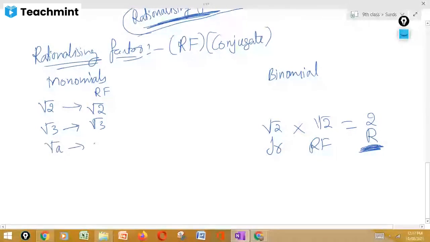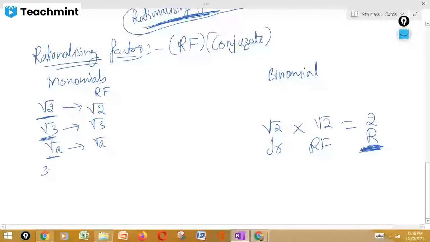Okay, listen now. Up to here, see what I have done. We were having a coefficient of unity. Unity means 1. Here root 2 had coefficient 1, root 3 had coefficient 1, root A had coefficient 1. Suppose I take 3 root of 5, what will be its RF?